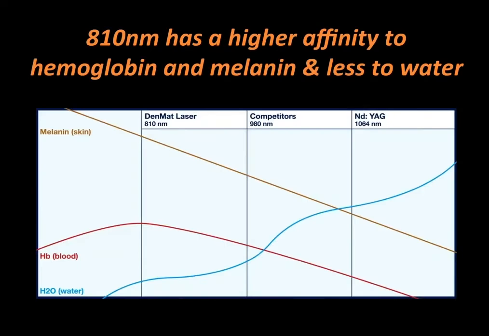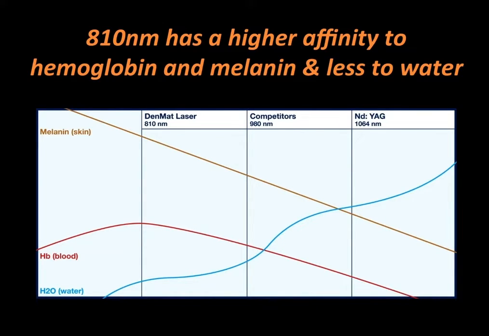with them. The 810 nanometer in the DenMat diode laser has a higher affinity to hemoglobin and melanin. It's kind of a confusing slide here, but it's important that you realize that this particular diode laser works best in a dry field. Some diode lasers are in the 980 nanometer range, and those work better in a wet field. And that's why some of those lasers require irrigation during lasing. With this DenMat diode laser, we don't need irrigation.